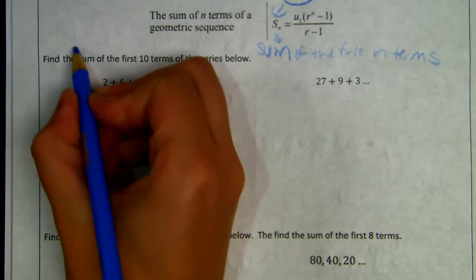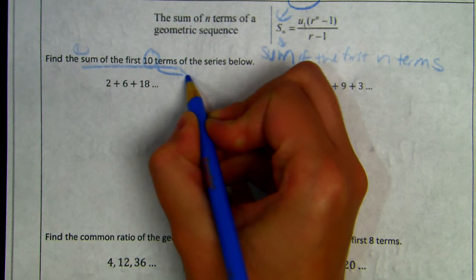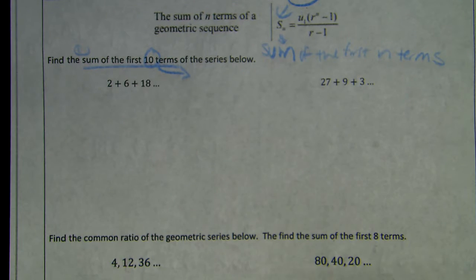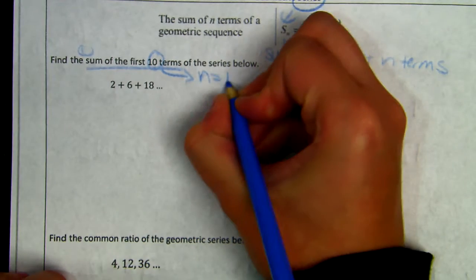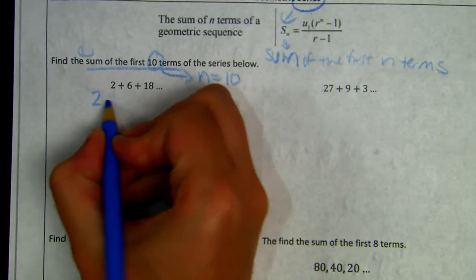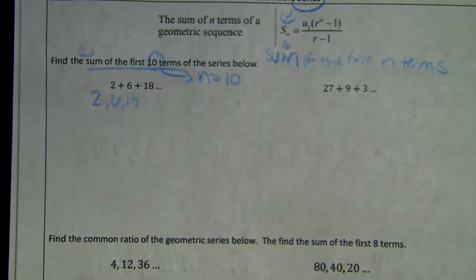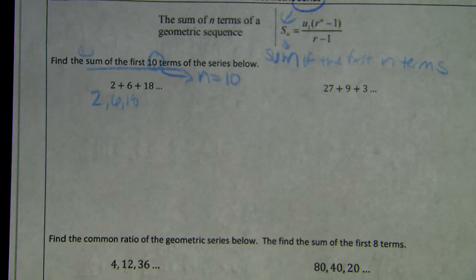So this is asking us to find the sum of the first 10 terms of the series below. If it's asking me to find the sum of the first 10 terms, I know that for both of these problems, my N is going to equal 10 because I am looking for the sum of the first 10 terms. So looking at this first one, we have 2 plus 6 plus 18. So I can think about that as 2, 6, 18, written out like that. We just see the addition signs because that indicates that we're summing them all together, which just means adding.